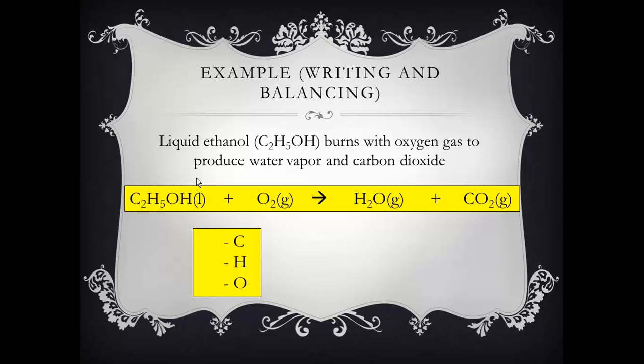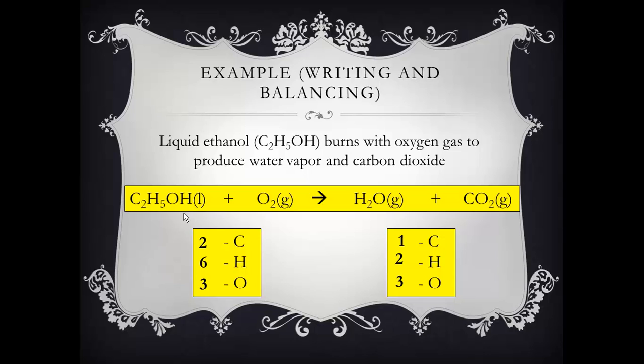Alright, atom inventory. How many carbons are there? There are 2. How many hydrogens? There's 6. And oxygens, there's 3. Remember, in oxygen there's 2 here, but in ethanol there's an extra oxygen. Do the same thing on the right-hand side: 1 carbon, 2 hydrogens, and 3 oxygens. So we need to balance.